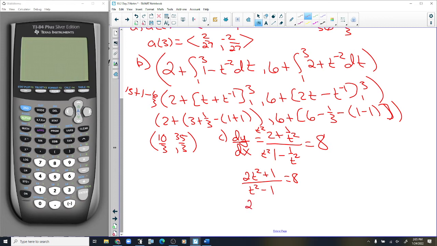Multiply over the denominator. Well, now we're kind of good to go. We got 2t squared plus 1 is equal to 8t squared minus 8. 9 is equal to 6t squared. T squared is 9/6, 3/2. So t is the square root of 3/2. That's where the slope is 8.